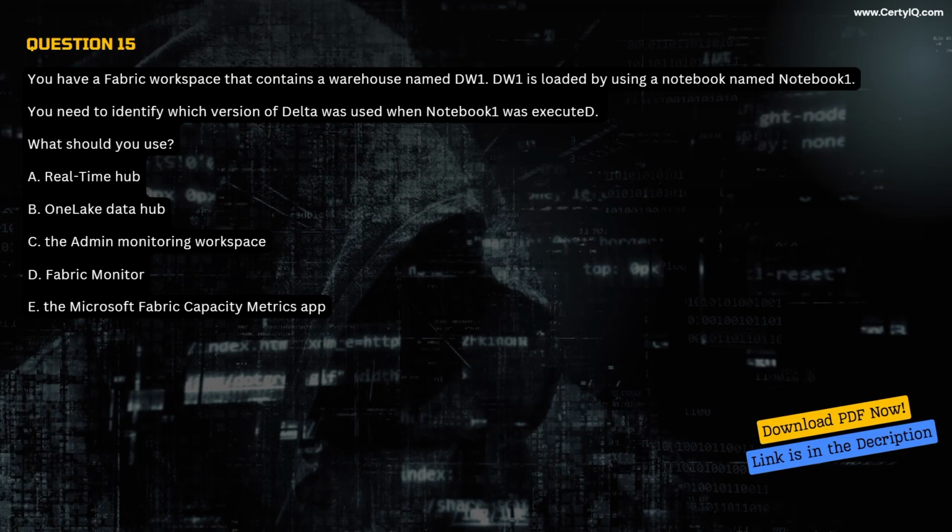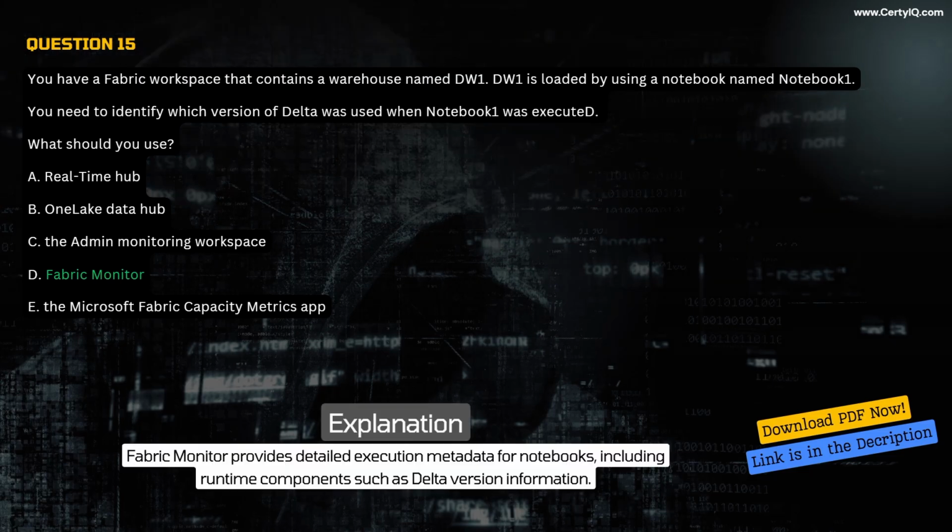What should you use? A. Real-time Hub. B. OneLake Data Hub. C. The Admin Monitoring Workspace. D. Fabric Monitor. E. The Microsoft Fabric Capacity Metrics app. Correct answer D. Fabric Monitor. Explanation. Fabric Monitor provides detailed execution metadata for notebooks, including runtime components such as Delta version information. Question 16.